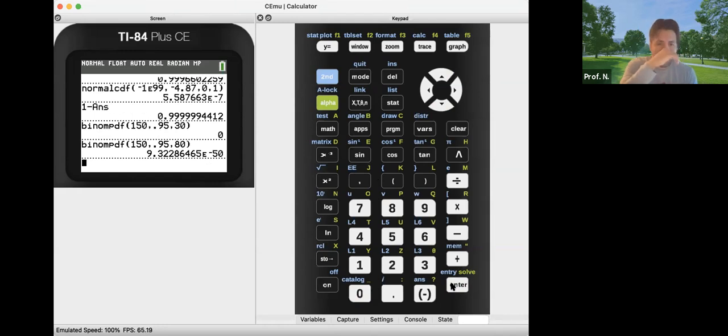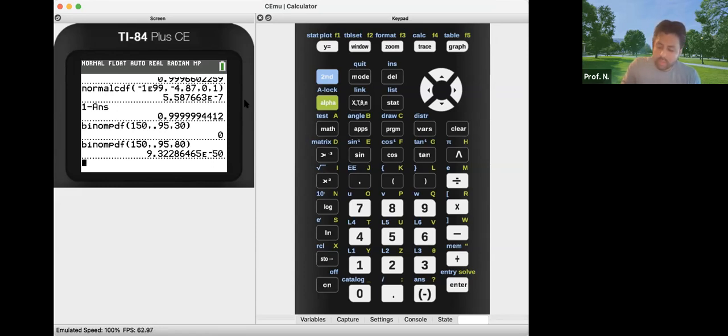It's still small. That's the thing. The probability is still pretty small. But anyways, this number here is 9.32 times 10 to the negative 50. That's the probability, which is pretty tiny. I still want to show you guys how I can use the correct continuity correction along with the normal distribution.